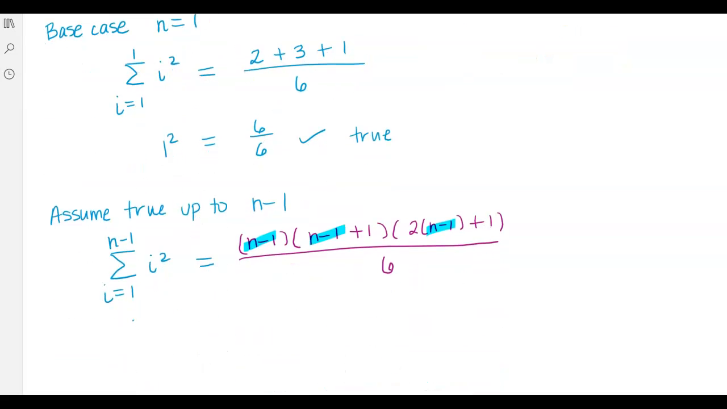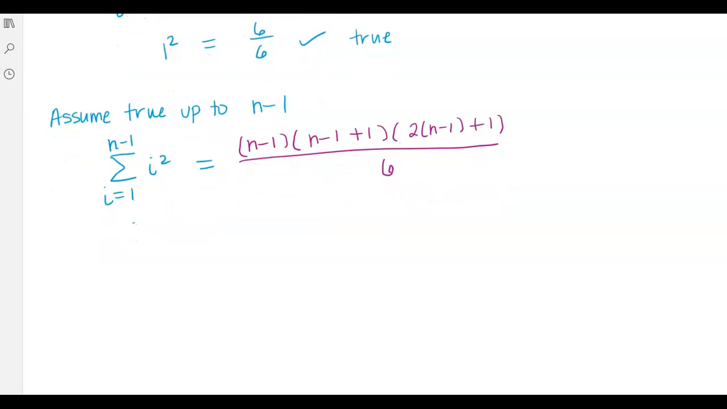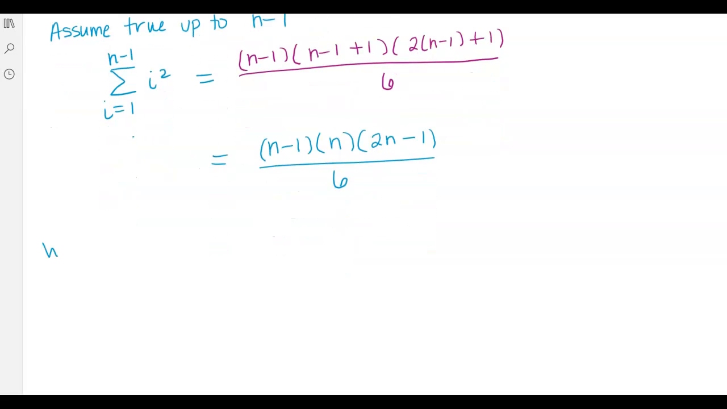Okay, so let me get rid of those highlights. All right, so let's simplify this. This is n minus 1 for our first factor, and then just n for the second factor. And then that's going to be 2n minus 2 minus 1 over 6. Okay, so we're going to assume that that part is true. And then let's think about what happens at the nth stage.